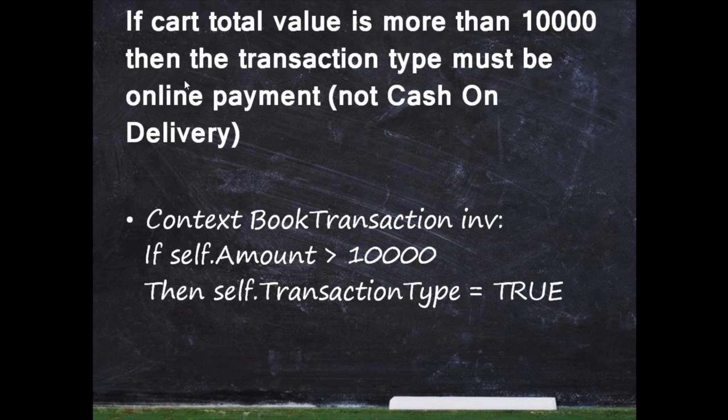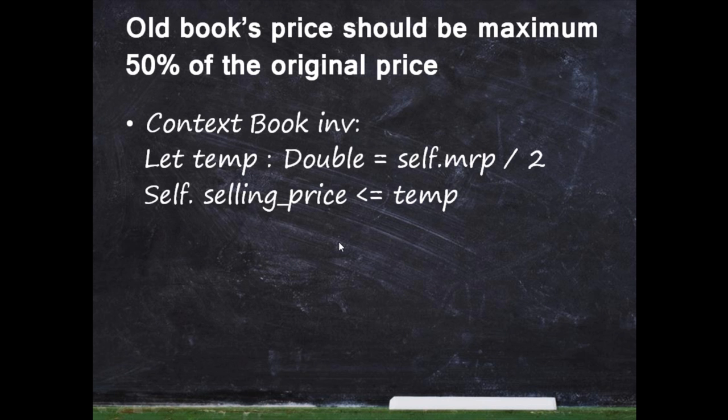True means online payment. Next is, old book's price should be maximum 50% of the original price, meaning when the book is old, then we cannot take over 50% of the price. We take a temp variable to describe half of the price, then selling price must be less than or equal to 50% of the price, that is temp.